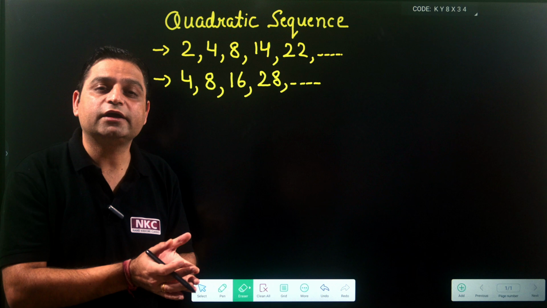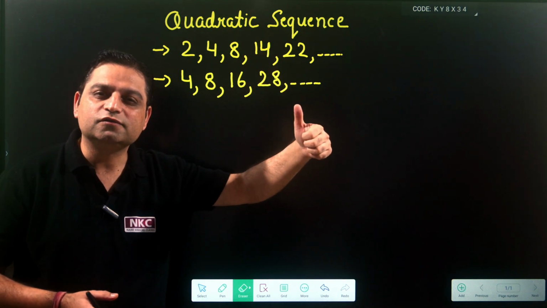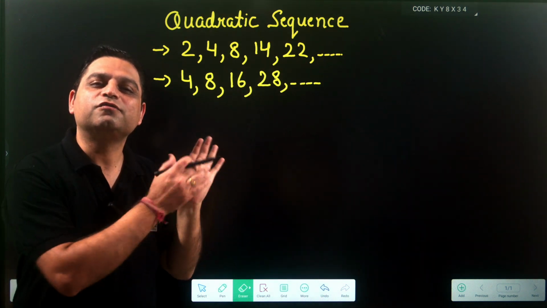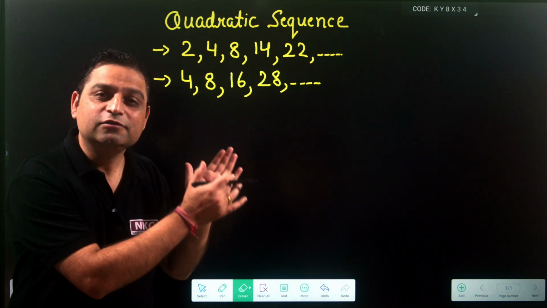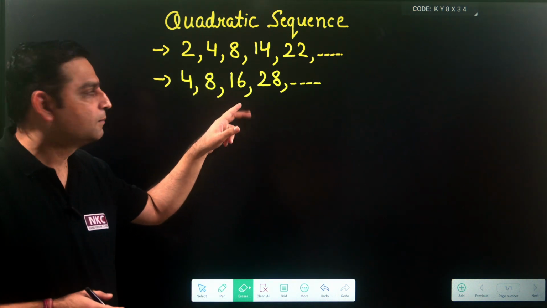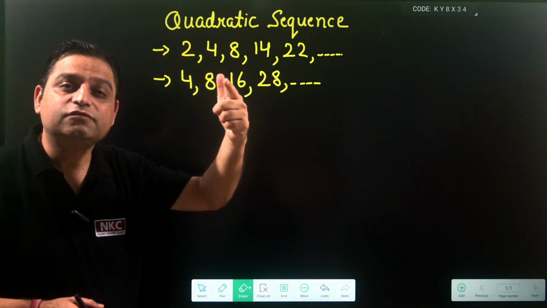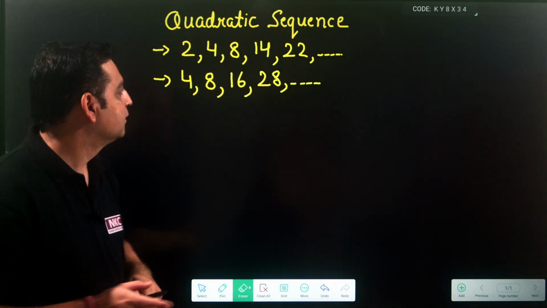Usually a question comes like find the 100th term of this sequence, find the 200th term of the sequence. It is possible only when you find an. That's why we are finding the nth term today. Let's move to the second one. 4, 8, 16, 28. Let us see whether it forms a quadratic sequence or not.